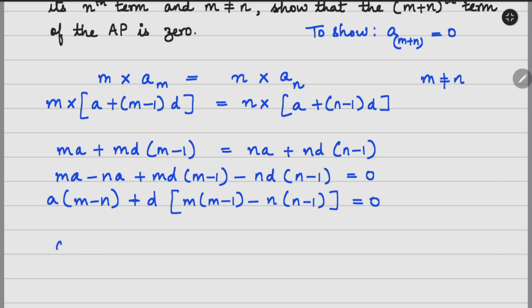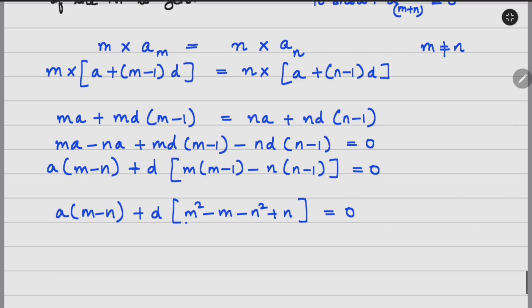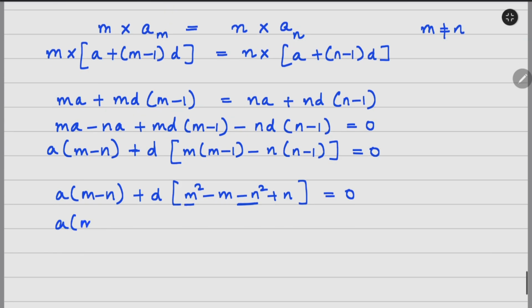Right? So here A into M minus N plus D multiplied by, what do you have here? Just multiply it. Solve it inside. M into M square minus M minus N square plus N equal to 0. Right? So let's write this M square and N square together. So you have A into M minus N plus D into M square minus N square, right, minus M plus N equal to 0. I've just rearranged the terms.